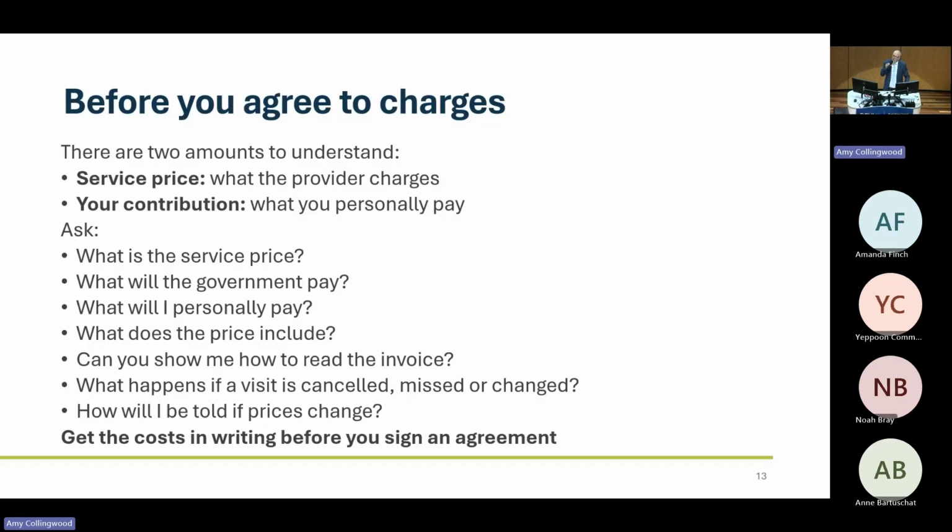So do take the time to say, well, how do you invoice? Can you show me an example of that? I want to see it. So when I get my first invoice and I'm an informed consumer, I can go through that and see if it really does match the services that I've received.